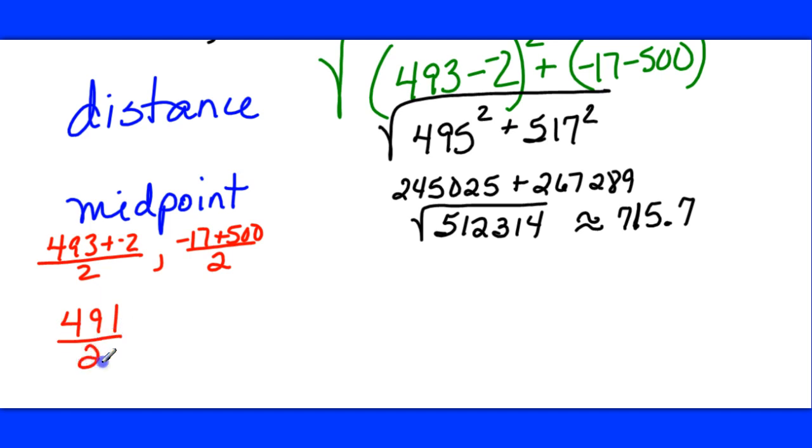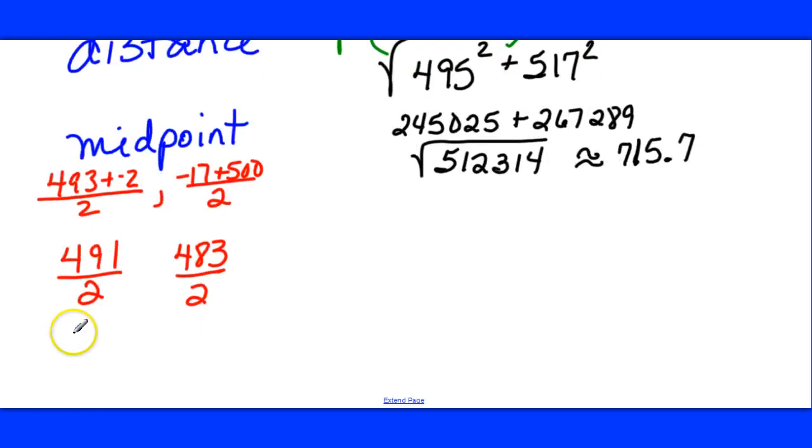491 divided by 2. This is going to give you 483 divided by 2. Those are both actually improper fractions, which are okay. If you wanted to have a better idea of where it is, this would be 245 and 1/2. This would be 241 and 1/2. Okay, so that would be the midpoint. And that's it.